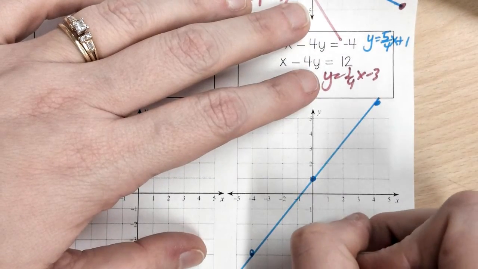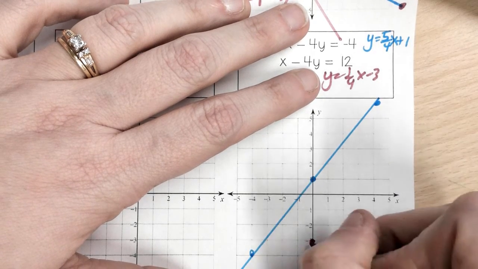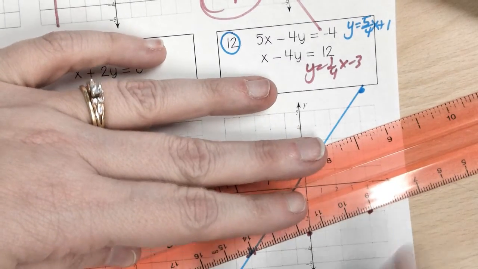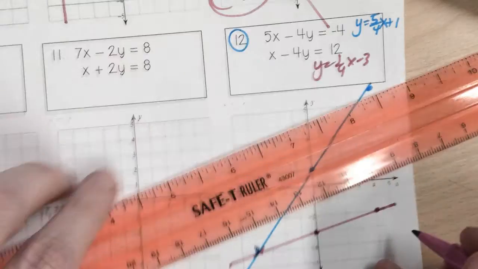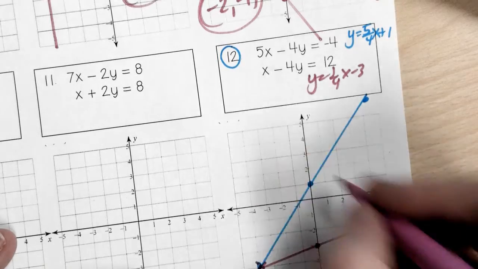So I'm going to start at negative 3. And I'm going to rise 1, run 4. I'm going to go backwards 1. Oh, there's my intersection right there. Okay? So these two lines cross at negative 4, negative 4.